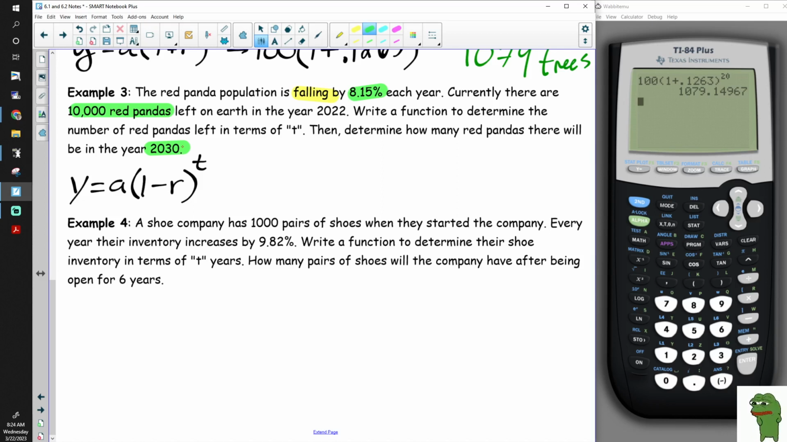Very endangered animal. Okay, so let's plug everything in. The A value represents the starting population, so currently there are 10,000.